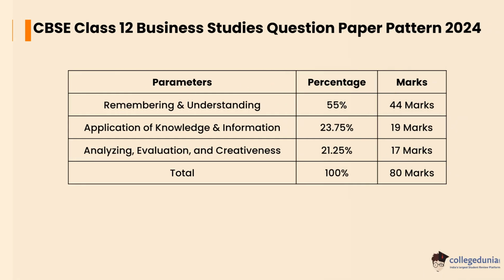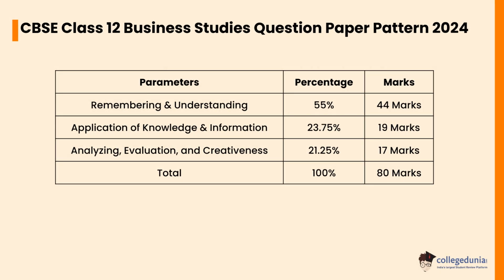Let's check the CBSE Class 12 Business Studies question paper pattern. Remembering and Understanding consists of 55% with 44 marks. Application of Knowledge and Information consists of 23.75% with 19 marks. Analyzing, Evaluation and Creativeness consists of 21.25% with 17 marks.